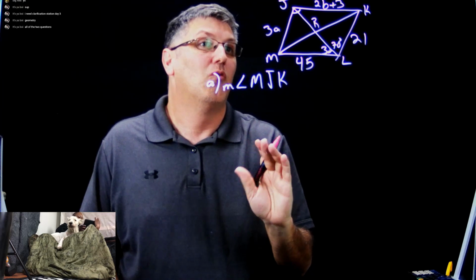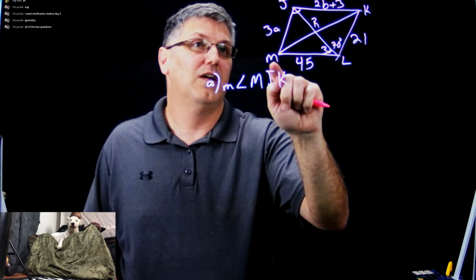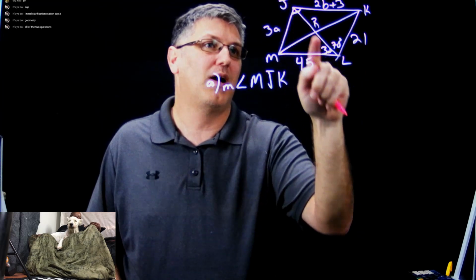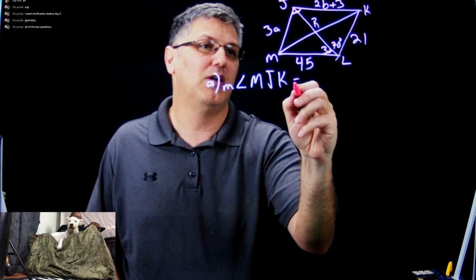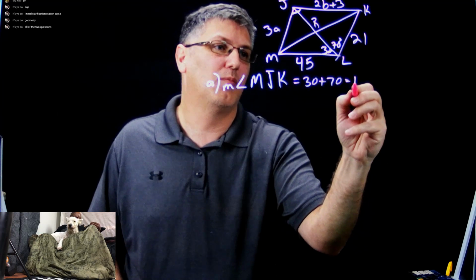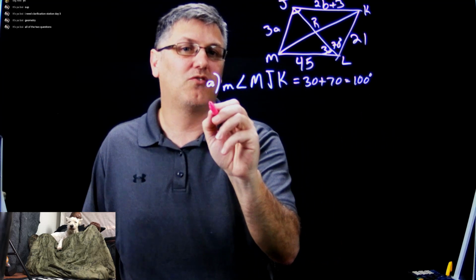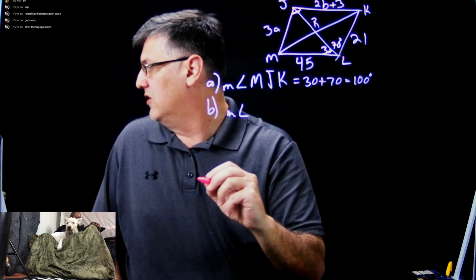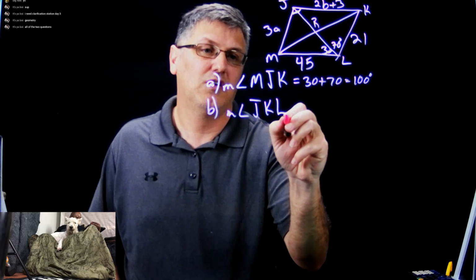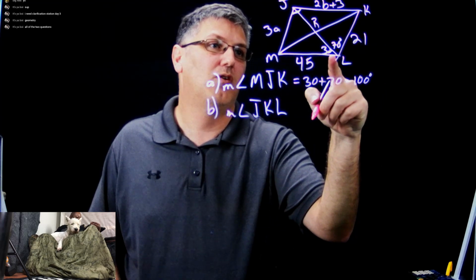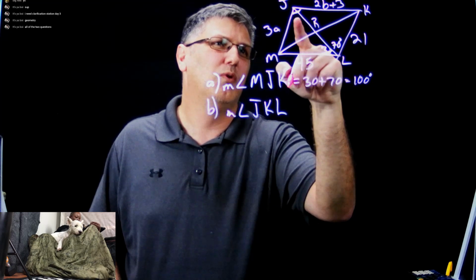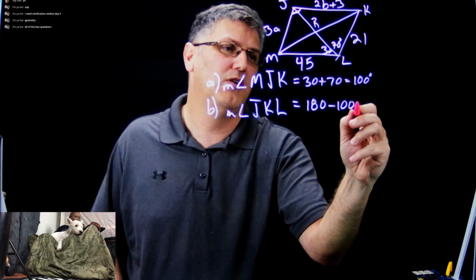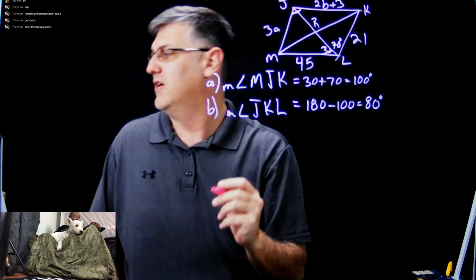Okay, so we can do a couple different things. MJK, I want the whole angle. If we remember from parallelograms, opposite angles are going to be congruent. So it's simply going to be 30 plus 70, which is 100 degrees. That one's pretty straightforward. B asks for the measure of angle JKL. If this is 100 and this is 100, we know consecutive angles have to be 180. So we do 180 minus 100, which gives me 80 degrees.